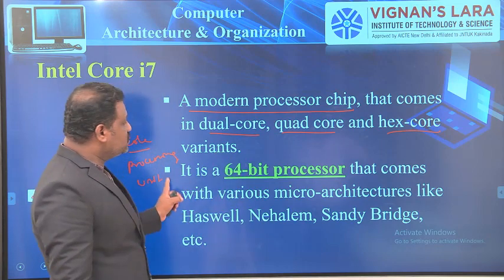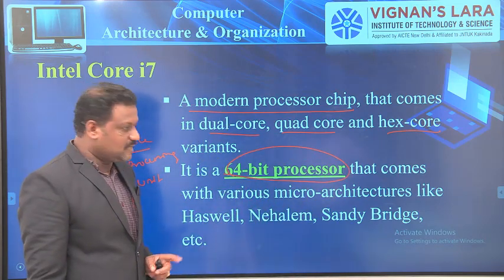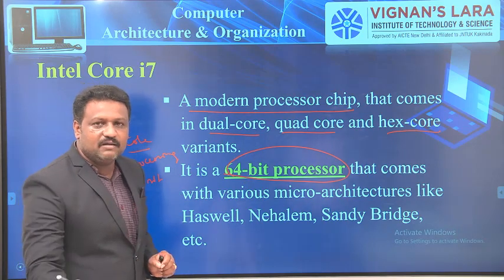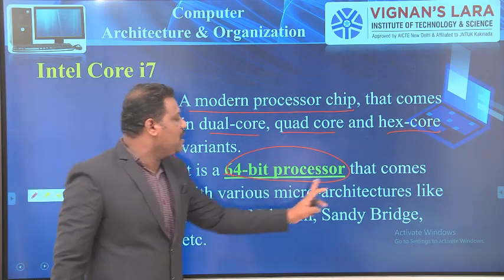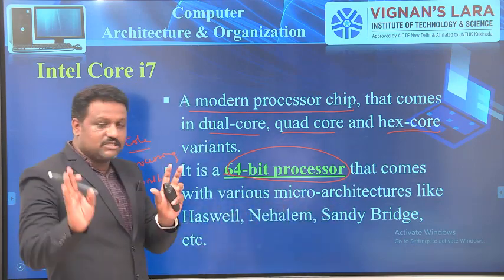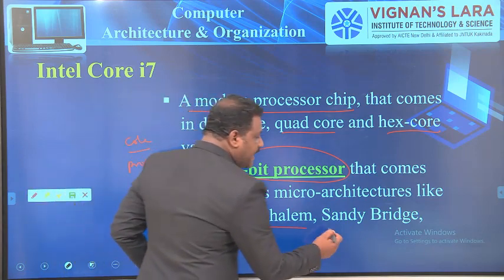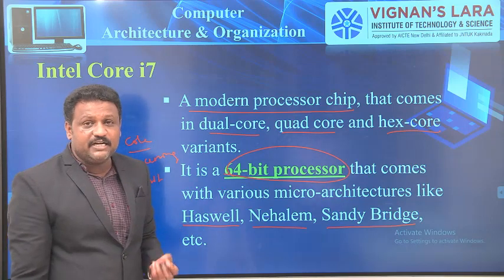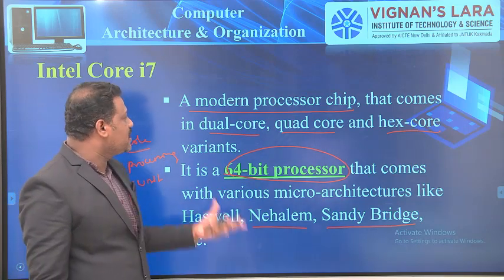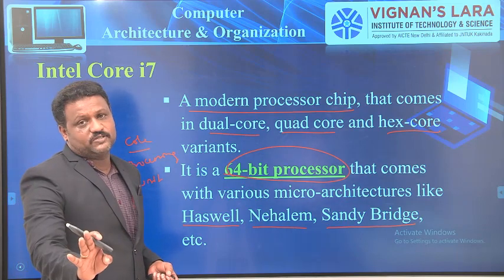Right? So generally it is a 64-bit microprocessor. I already told you a processor is nothing but a CPU. Fine. In designing this processor, we are using various microarchitectures. Some of them are Haswell, Ivy Bridge, as well as Sandy Bridge. These are the different microarchitectures we are using in the making of this Intel i7 core processor.